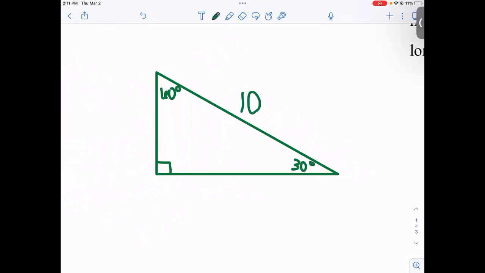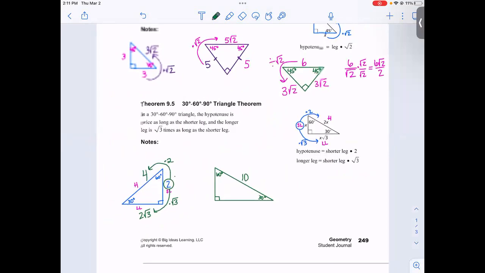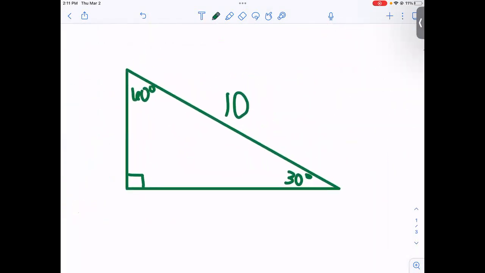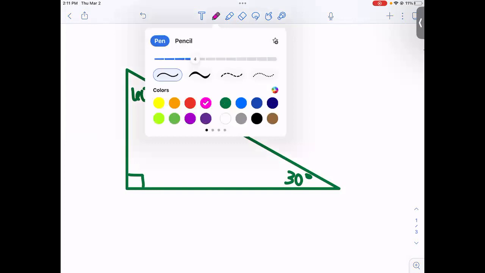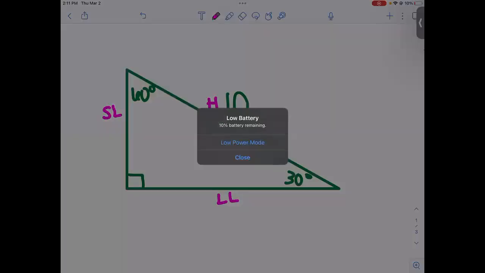All right, draw this triangle, please, in the same place where I told you we're doing 3 examples. What did I give you the measure of? The hypotenuse. Across from 30 is the short leg, and across from 60 is the long leg.